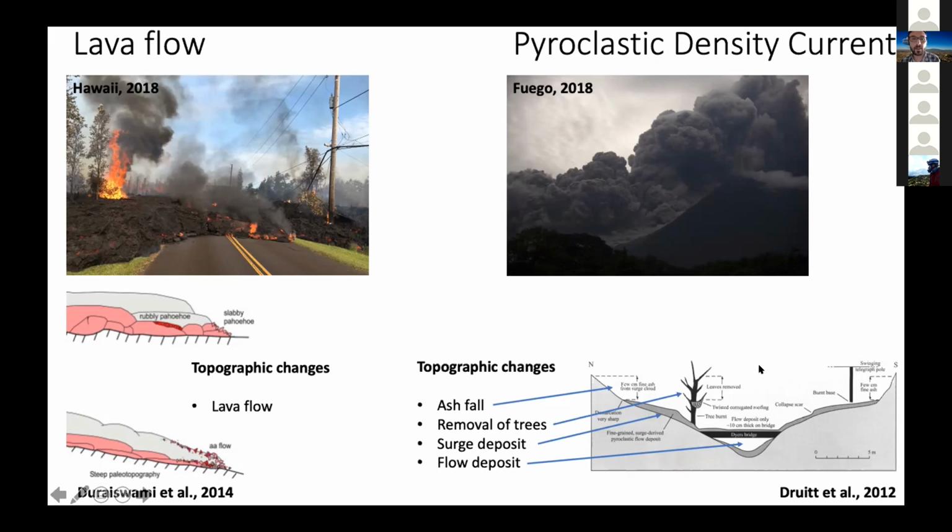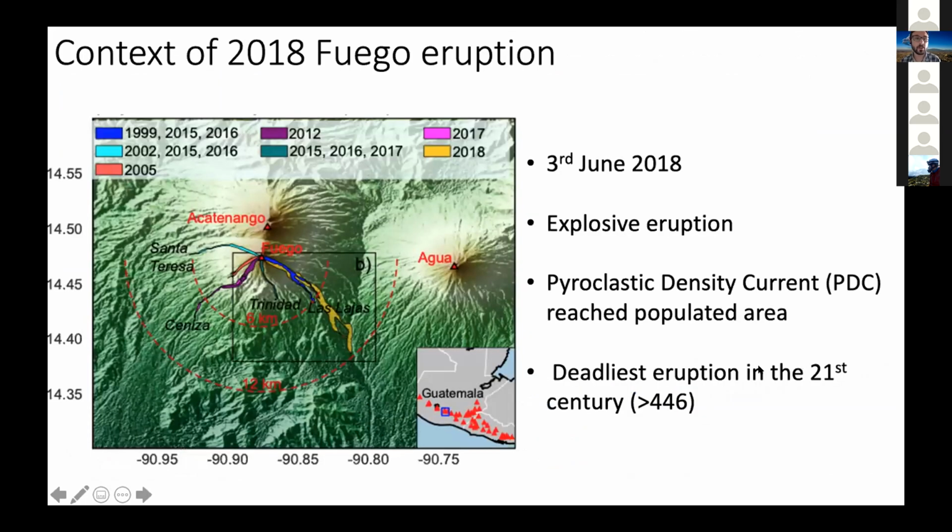So it's quite difficult, but we wanted to test the method on the Fuego eruption in 2018. It was an explosive eruption that started on the 3rd of June 2018. Usually Fuego volcano has Strombolian activity with few pyroclastic flows, which you can see here in the past years, that reach about 6 kilometers from the summit.